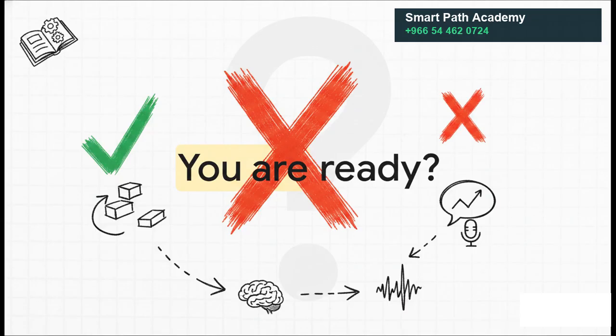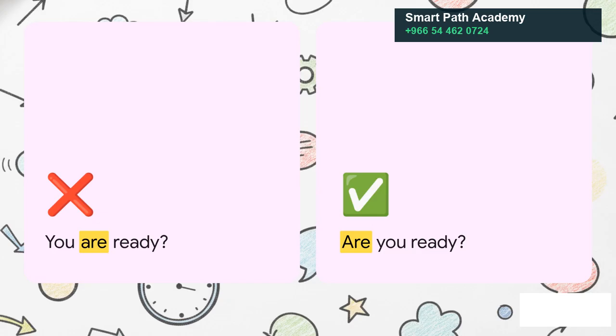Check out this sentence here with the big red X. You are ready? Now, a lot of times, students who speak Arabic or other languages will just use standard statement word order, raise their voice at the end, and think they've perfectly made an English question. But as you can see, in English, that structure just doesn't work. But here's the really interesting part. Take a look at the simple fix over on the right next to that green check mark. Are you ready? Notice what happened there. The words actually swapped places.